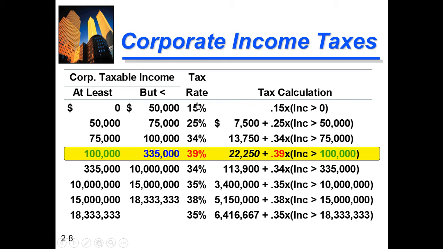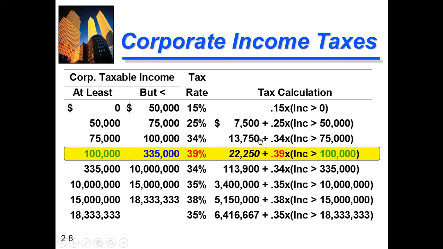Such as in 50,000 we are going to pay 15% tax, so 15% of the 50,000 becomes 7,500. Next we are going to pay the tax on 75,000. In 75,000, on the first 50,000 we pay 7,500, and on the remaining 25,000 we pay 25%. So it becomes 7,500 plus 25% on 25,000.